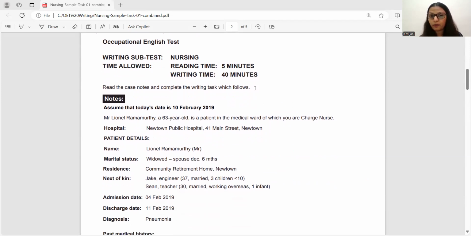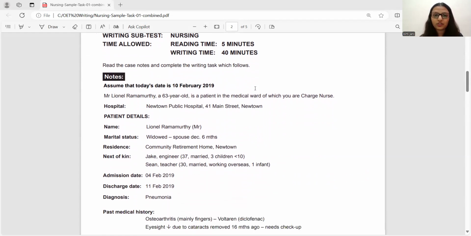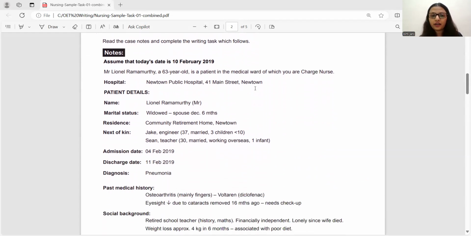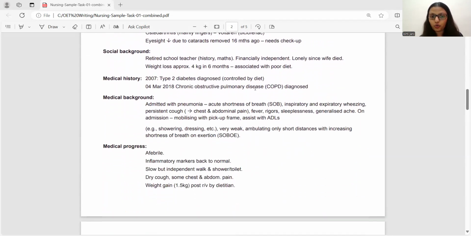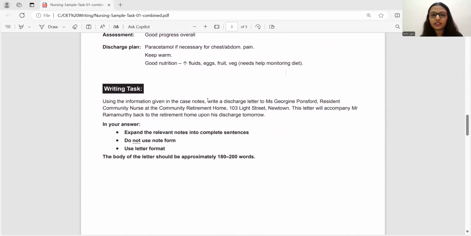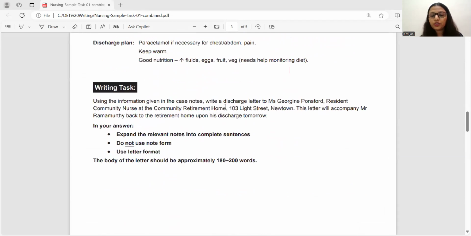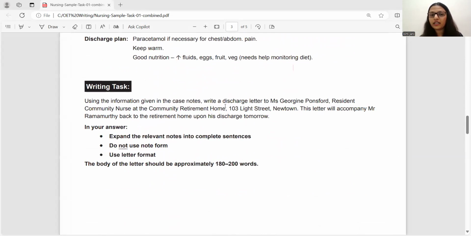But as I said, you should not jump into writing directly. You may make errors. We don't want that to happen. Here is the writing case notes, and at the bottom, you can find the writing task. Through the writing task, you need to identify four things, basically. The first is the type of letter. Second is the reader.